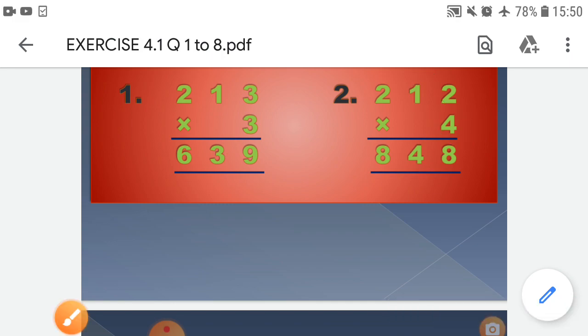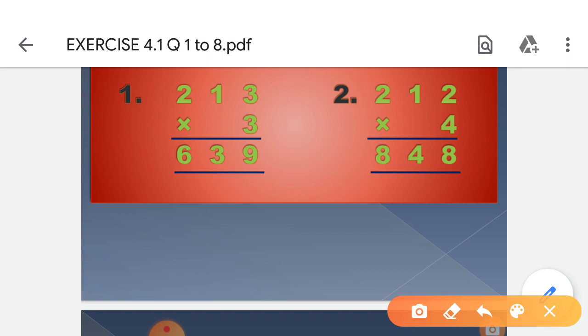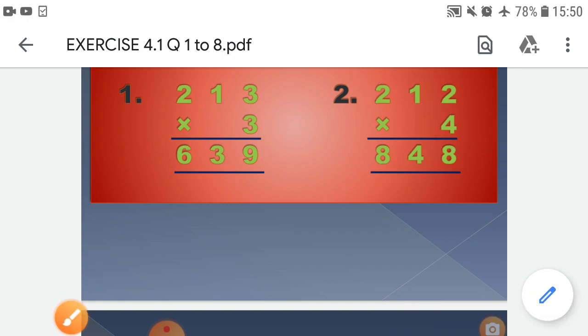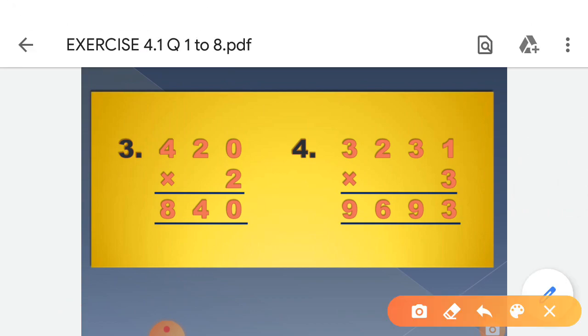Now which is left? Hundreds place is left. So at hundreds place the number is 2. So 2 multiplied by 4. 2 fours are 8. So after multiplying 212 by 4, the answer that we got is 848. I hope it is clear. Now let's proceed to question number 3.